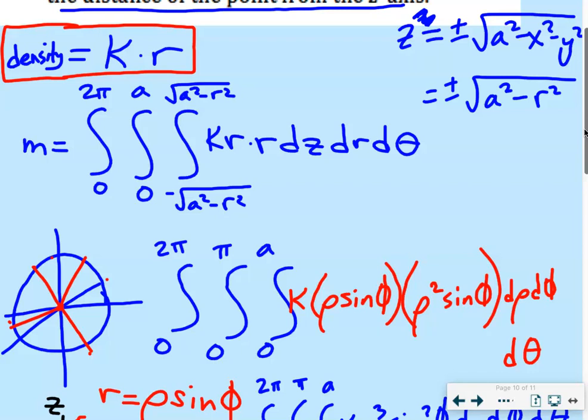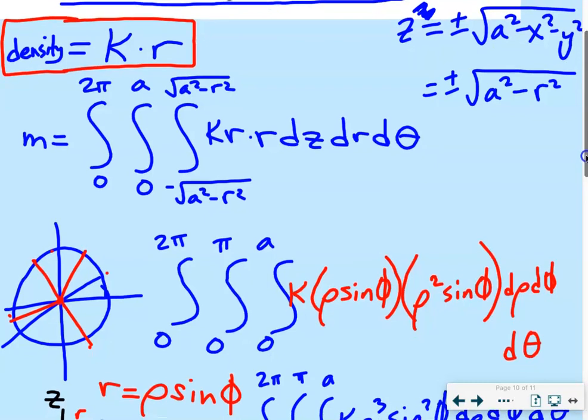Yes, to convert from cylindrical to spherical. All right, so that lovely picture doesn't answer all of your questions.